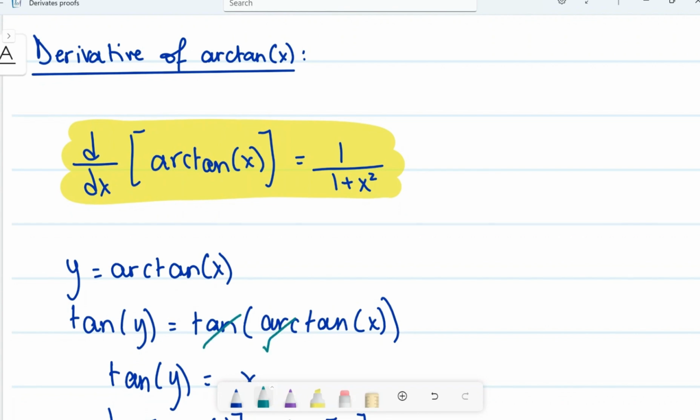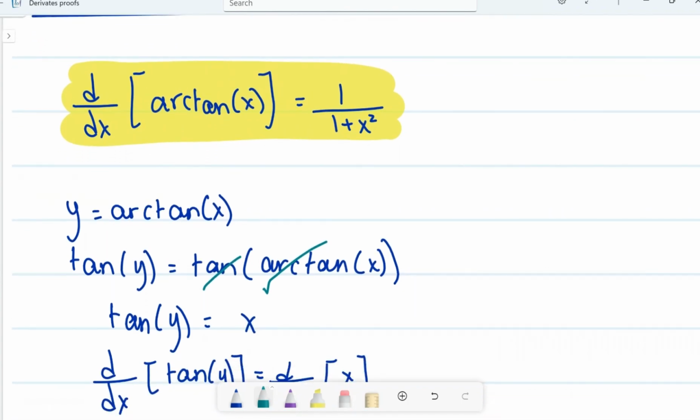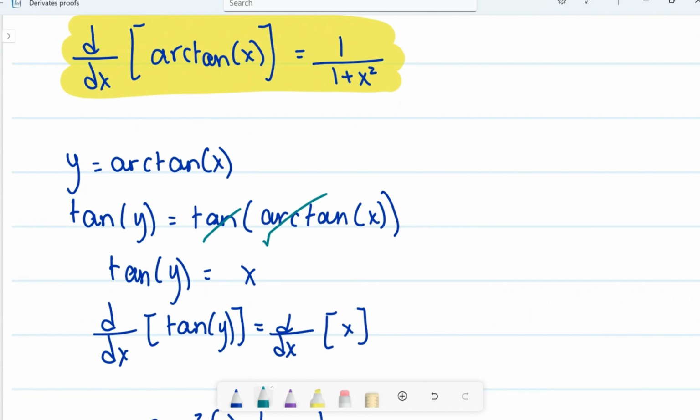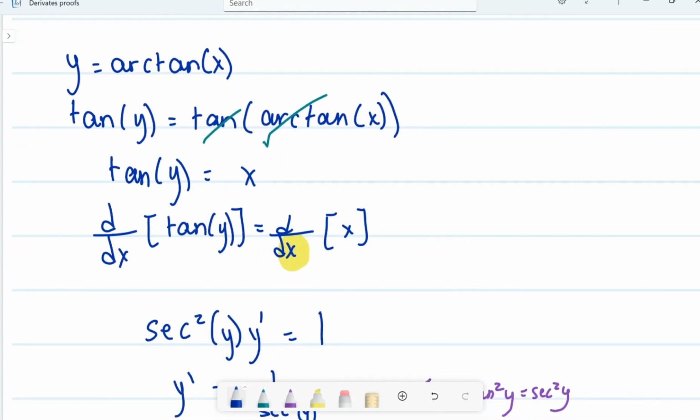Again, tangent and arctangent cancel each other. We get tan of y equals x. And now we take the derivative on both sides. So the derivative of tan of y equals the derivative of x. Again, the variable we are differentiating with respect to is x. So the derivative of x on the right side is 1.